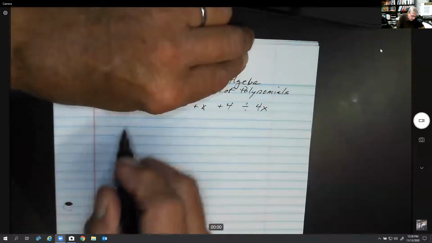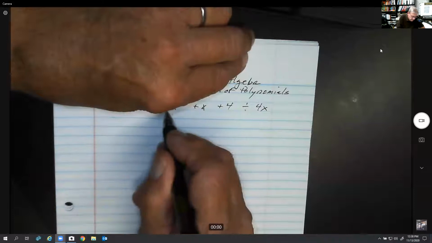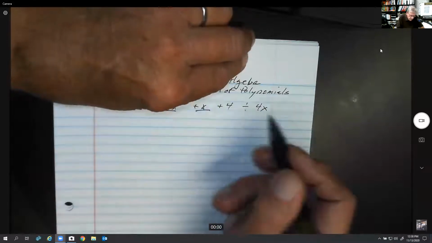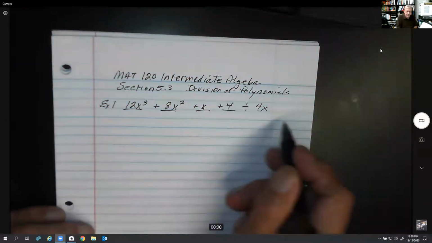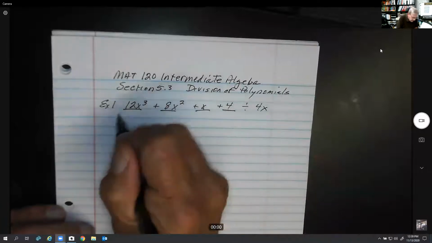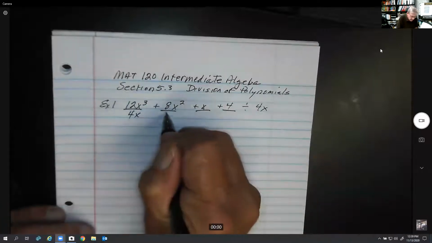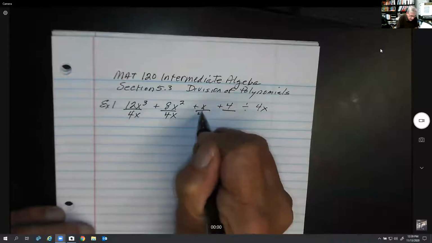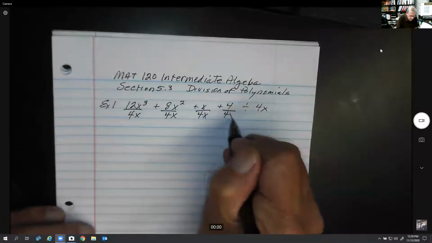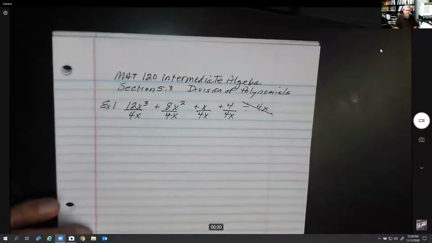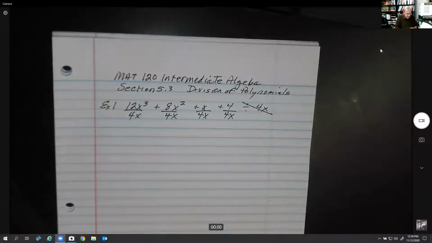All we're going to do is take each one of these terms and divide it by 4x. So 4x becomes the denominator of each one of these terms. Let's cross this off. And that's how we divide it.